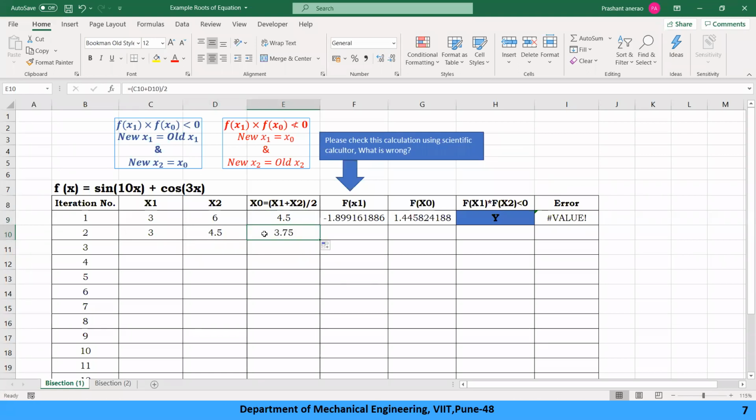We took the average of these two, 3.75. What will we do next? We will find f of x1, then f of x0. f of x1 will remain the same. For f of x0, what did we do? We put 3.75 into this equation and got the new f of x0. Now, is this less than 0? Yes, correct.